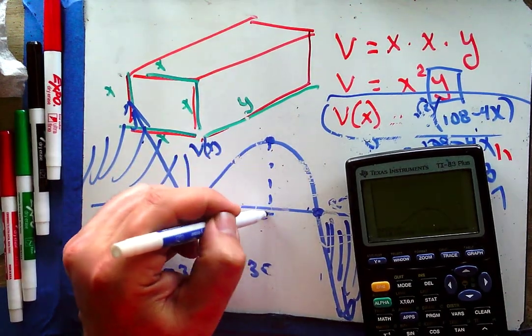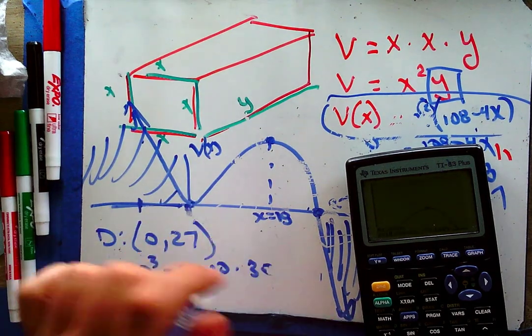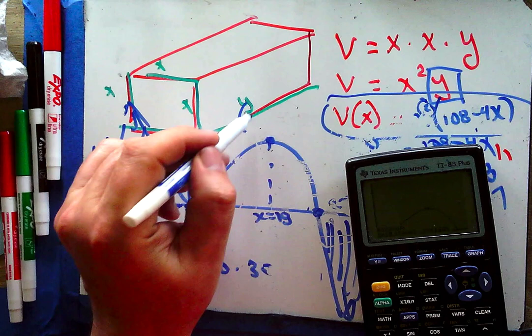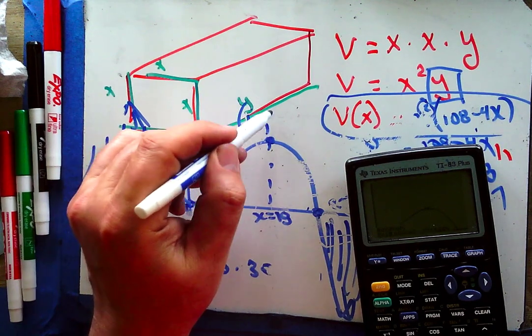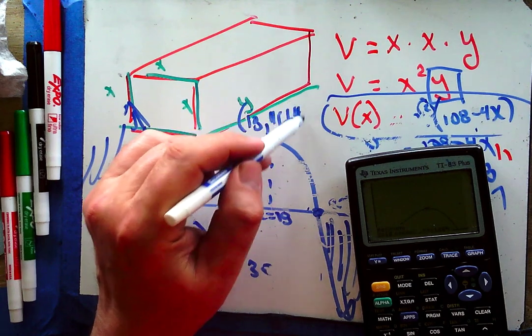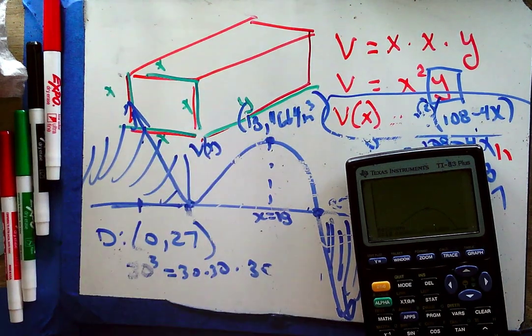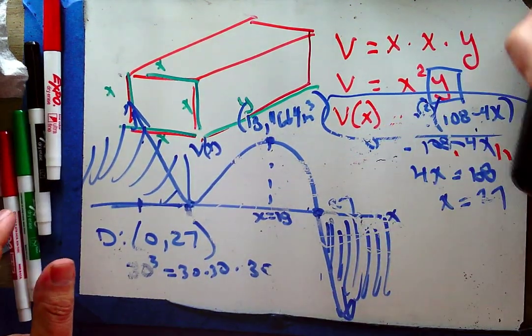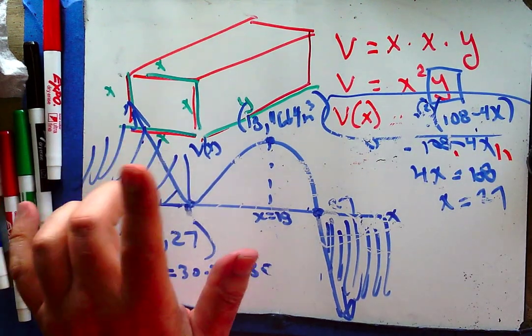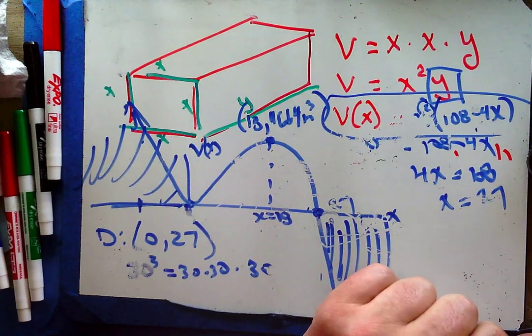So this is x equals 18. Is that halfway between 0 and 27? No. And the maximum volume is 11,664 inches cubed. All right. So when x is 18 inches, what would y have to be?